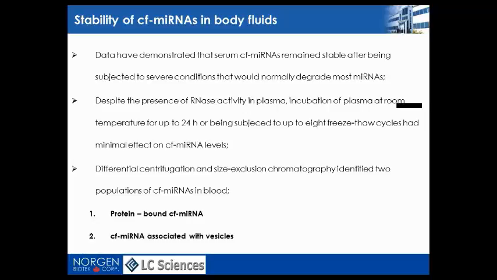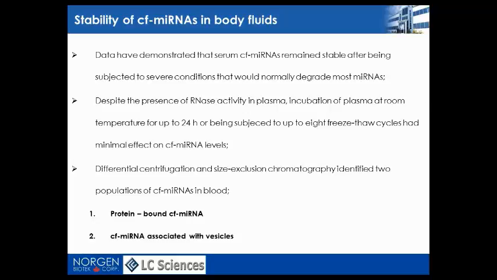Then the interesting question is, why are these cell-free microRNAs stable in these harsh conditions? Differential centrifugation and size exclusion chromatography identified two main populations of cell-free microRNA in different bodily fluids, being plasma, serum, urine, or saliva. Most of the cell-free microRNAs were found to be protein-bound, making them inaccessible to RNases, whereas a minority of specific cell-free microRNA were predominantly associated with vesicles, such as exosomes, which also made them inaccessible to RNases.